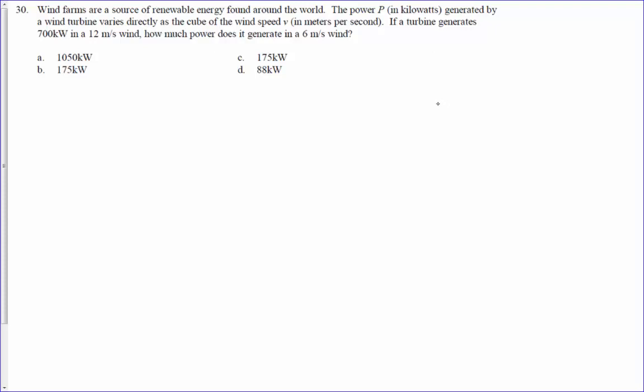All right, so for this one, we're going to have to set up our function. Power equals, because it says the power generated by a wind turbine varies directly. Okay, varies directly. We know we're doing direct variation. So we know we need our constant of variation A times the cube of the wind speed V. So V cubed. So now we have our equation. We just have to plug in what we know to find A, and then from there we can find P for the 6 meter per second wind.